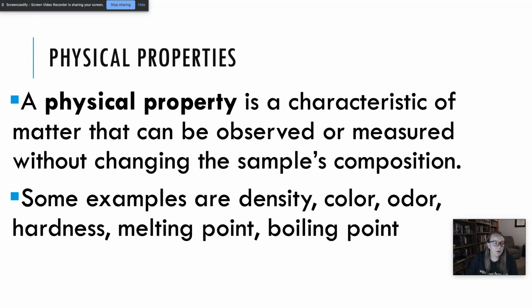All right, so whenever we're talking about matter, we can talk about its different properties. The first are the physical properties. So a physical property is a characteristic of matter that can be observed or measured without changing the sample's composition. So that's the important part. So if we're measuring or observing it, then we're not changing what it is. So some examples are density, color, odor, hardness. So that's mostly when you're talking about things like metals, melting point, and boiling point.